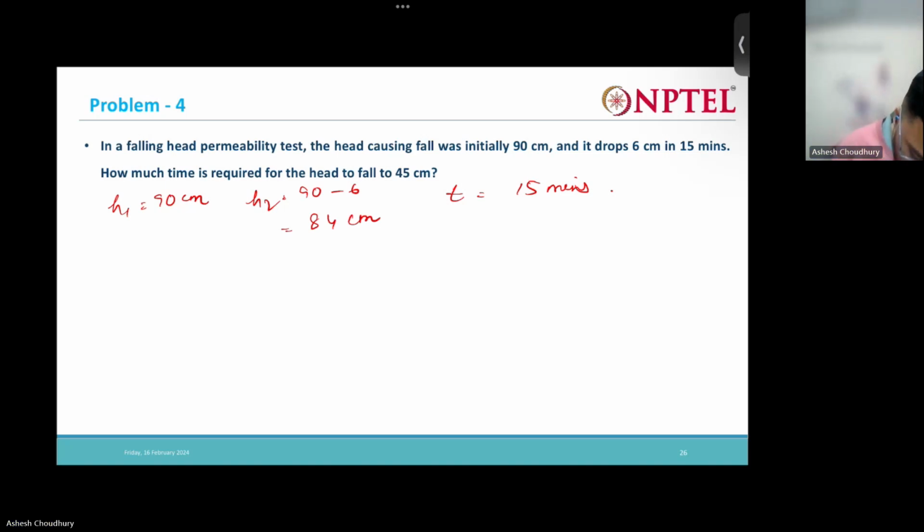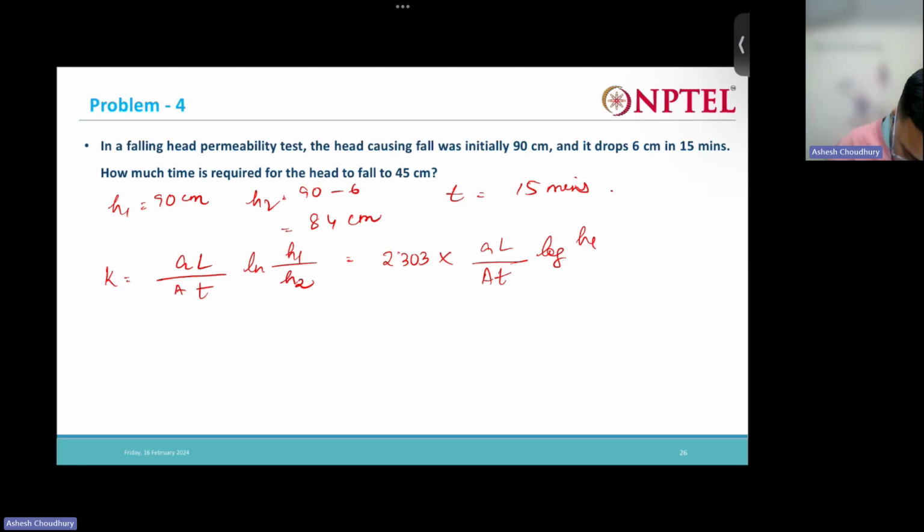All right. Now we have K. We derived this equation. Ln, if you convert it to log, it will be 2.303 AL by AK, log H1 by H2. So what is asked: how much time is required for the head to fall to 45 centimeters. So we are not asked the coefficient of permeability here. Instead, we were asked how much time is required for the head to fall to 45 centimeters. Isn't it? How can we do that?